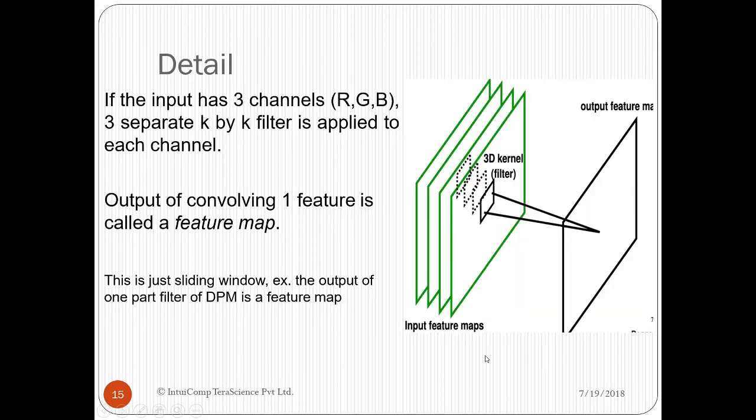If the input has 3 channels, red, green, blue or RGB, 3 separate K by K filters are applied to each channel. The output of convolving one feature is called a feature map. This is just a sliding window. For example, the output of one filter is a feature map.